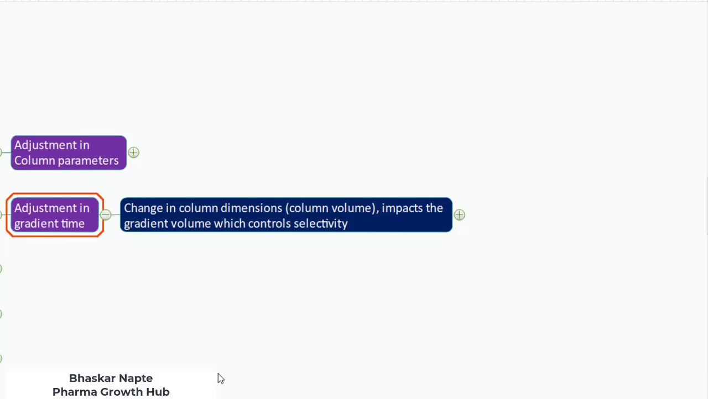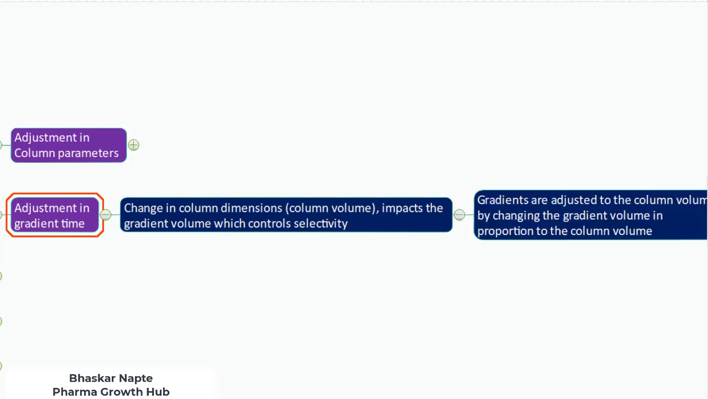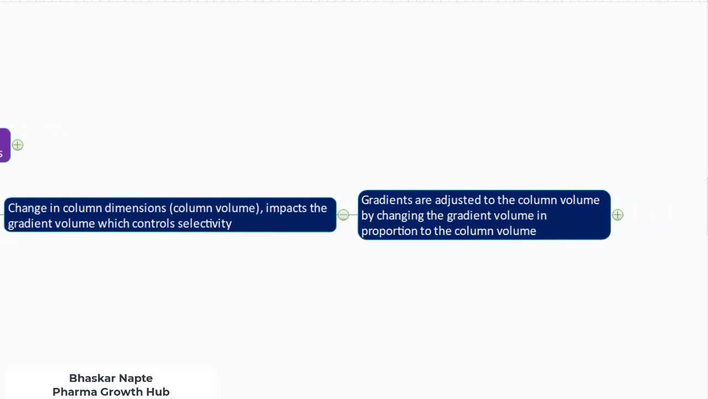And this gradient volume may be critical in terms of achieving selectivity, resolution, and retention time. So for that reason, we need to understand the impact of change in the column dimension on the gradient volume.